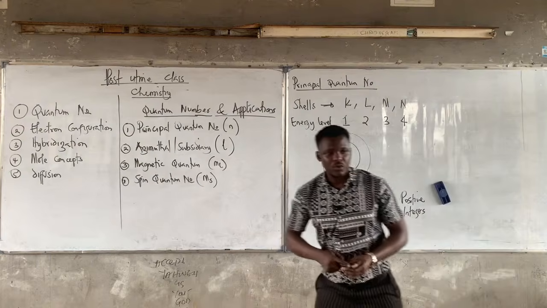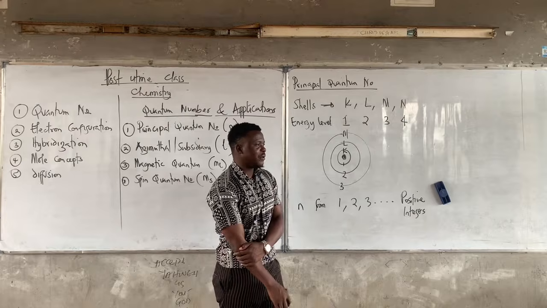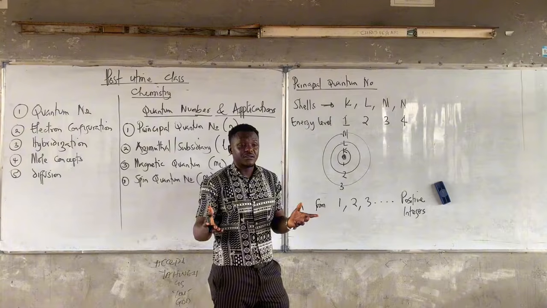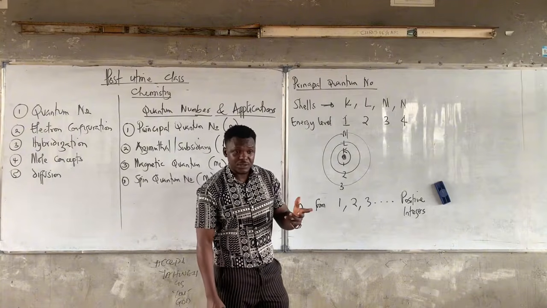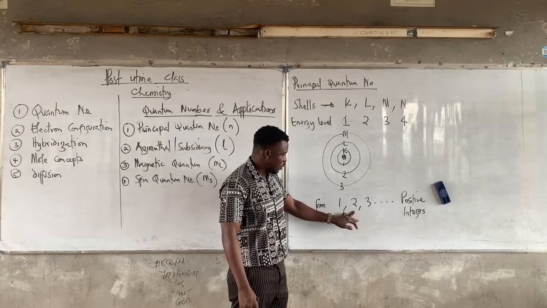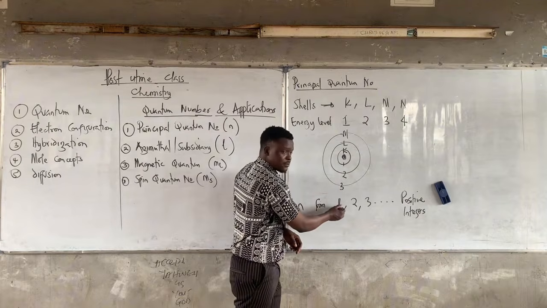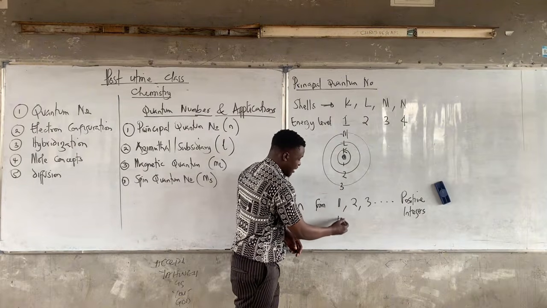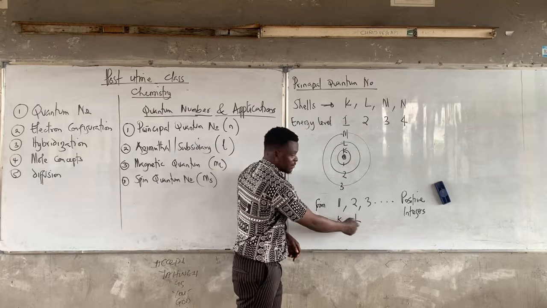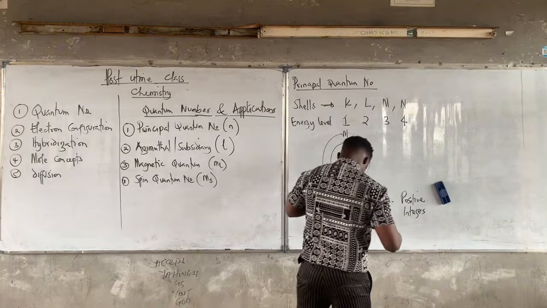Therefore, you can never see a principal quantum number having 1.5. So in case of exam, somebody asks you, can we have 1.5 shell? It's not possible. Shell is always a whole number. Either you have shell 1 or shell 2 or shell 3. So the values for principal always start from 1 for the first shell, which is the K shell, 2 which is the L shell, M, and so on. So that is that for principal quantum number.